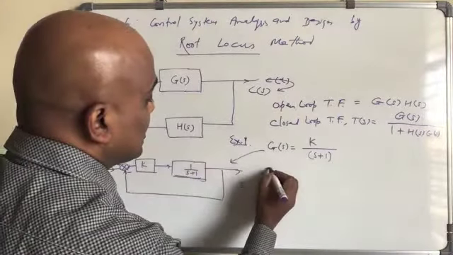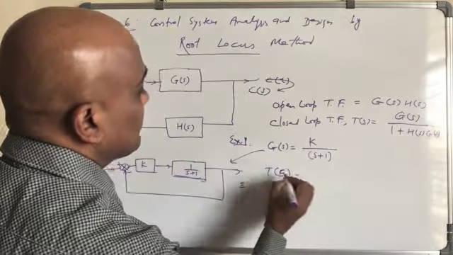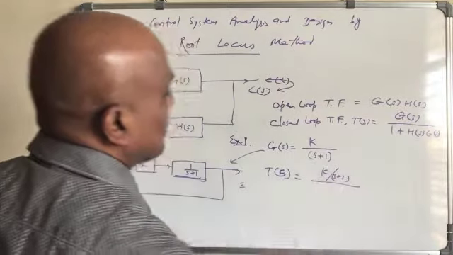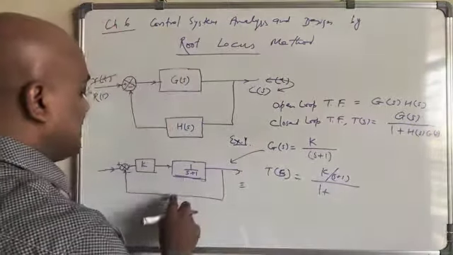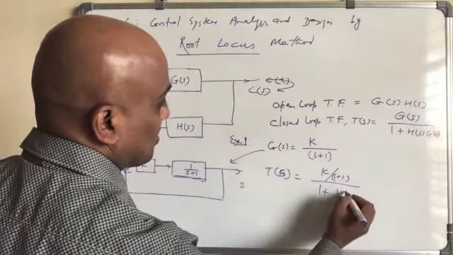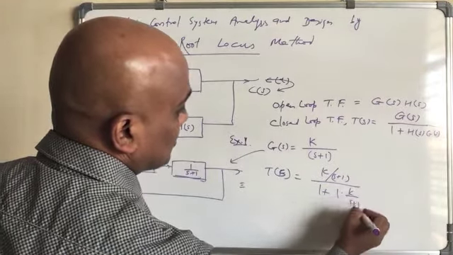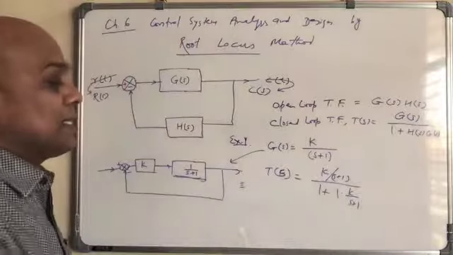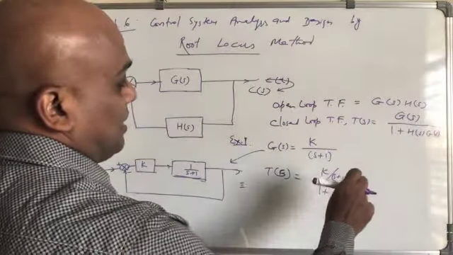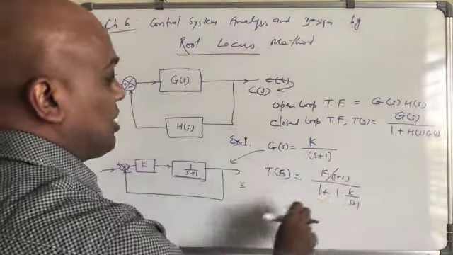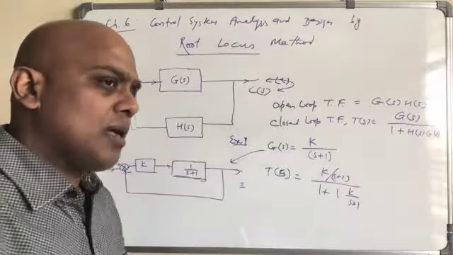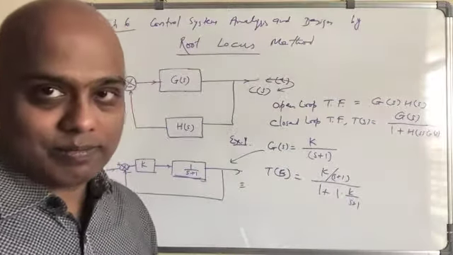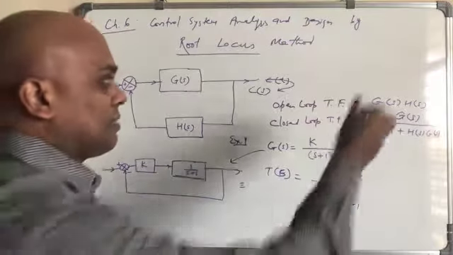Okay, and the closed loop T(s) will be given by K over s plus 1 divided by 1 plus H(s), in this case 1, so we get 1 multiplied by this only, so K over s plus 1. Okay, now what is the question? The question is how the value of K is going to change the behavior. And how do we know the behavior? If we know where the root is on the S plane.